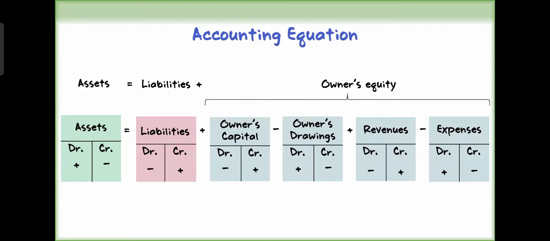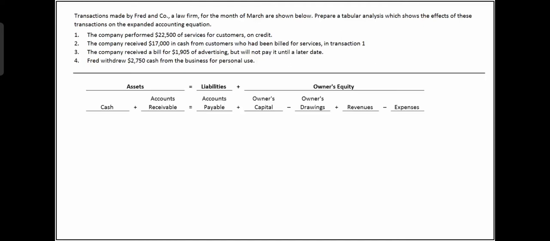In tabular analysis of transactions, each transaction is analyzed in terms of its effect on the three components of the basic accounting equation and the specific items within each component. After recording each transaction, the two sides of the equation must always be equal. Let's look at a few transactions to see how to prepare a tabular analysis of transactions. Transactions made by Fred & Company, a law firm, for the month of March are given. We will show the effects of these transactions on the expanded accounting equation in a tabular form.